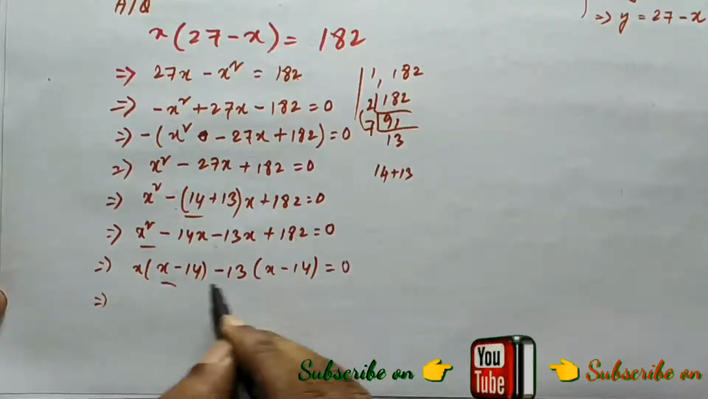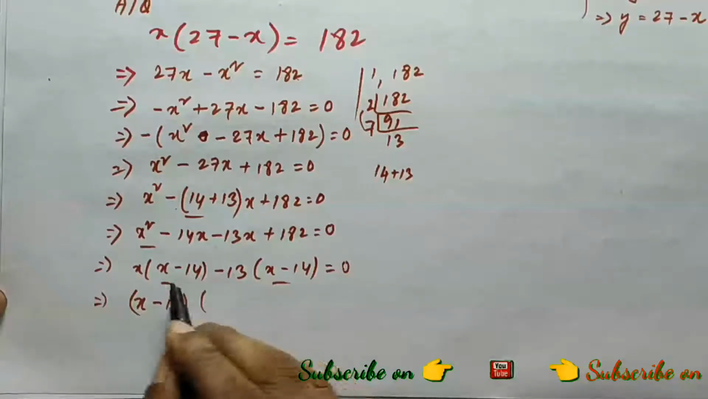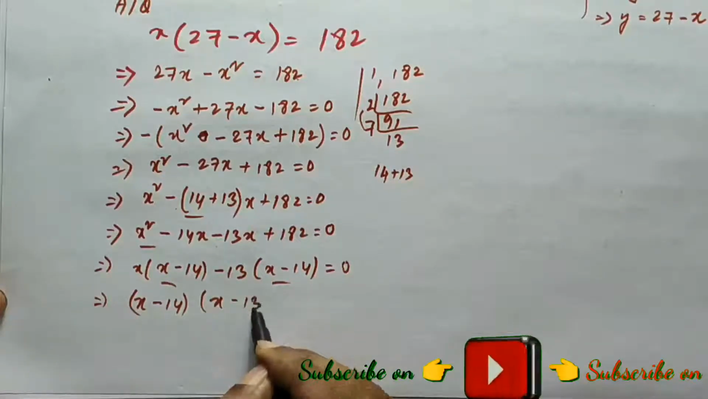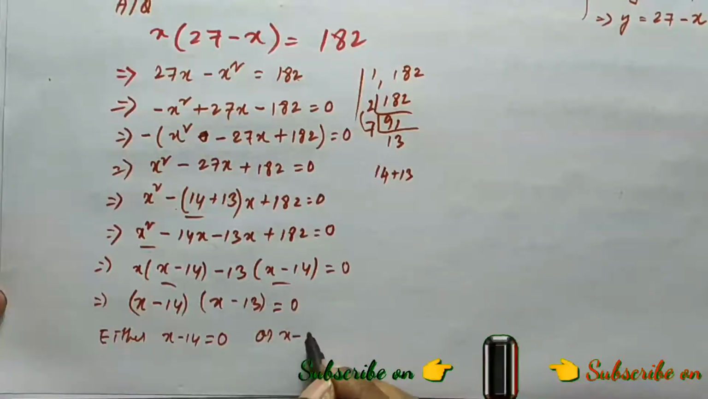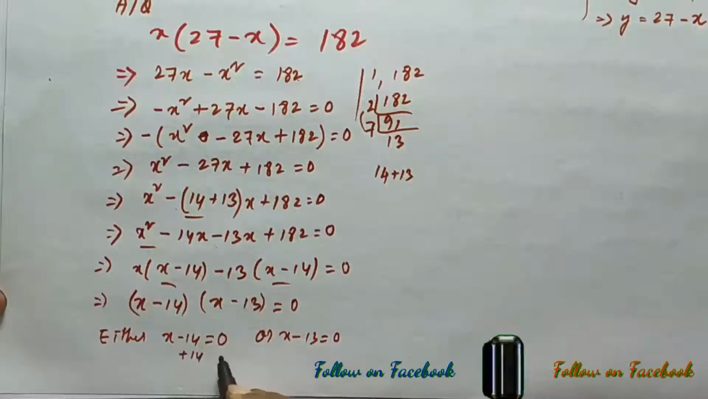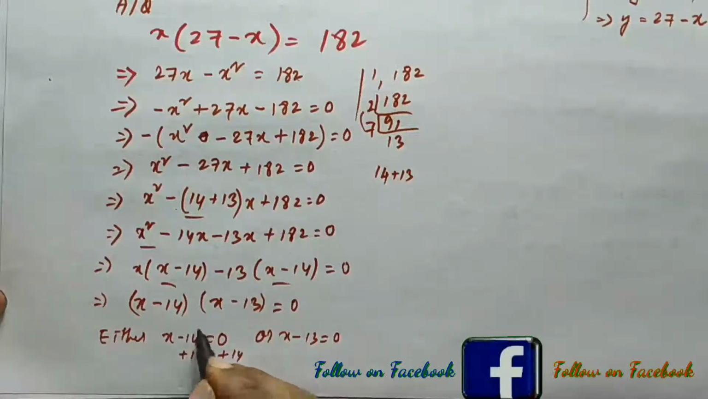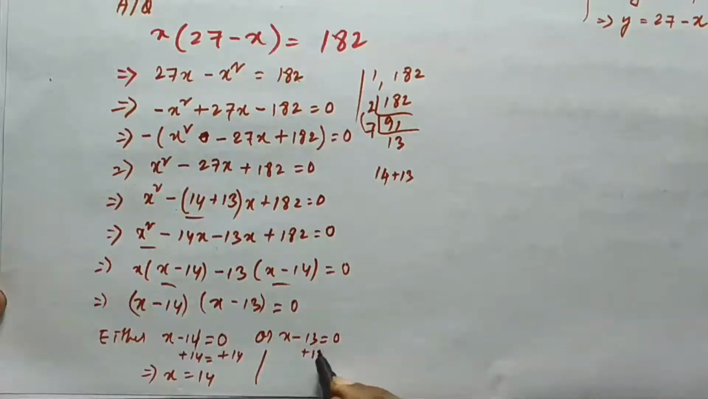So x minus 14 is common in both. x minus 14, then x minus 13, either x minus 14 equal to 0 or x minus 13 equal to 0. Then we'll plus 14 both sides. Then this can be cancelled. We have x equal to 14. Here we'll plus 13 both sides. That means we have x equal to 13 if we cancel these two.